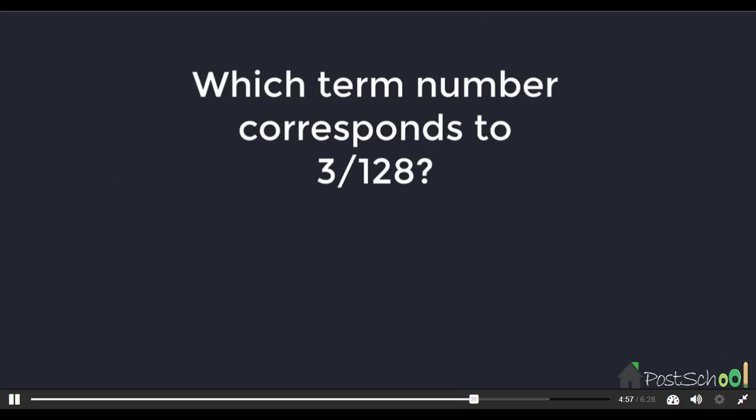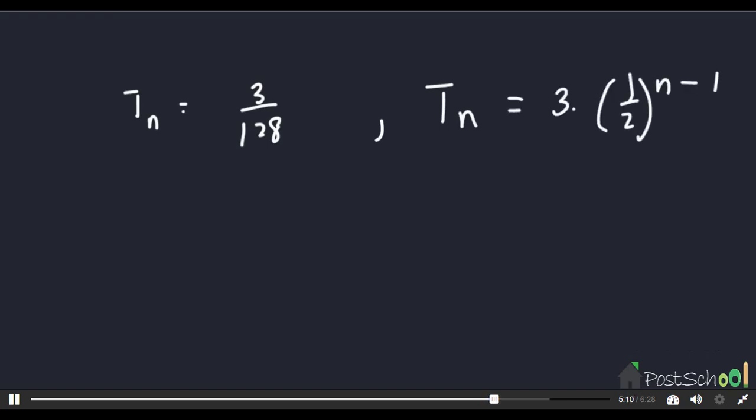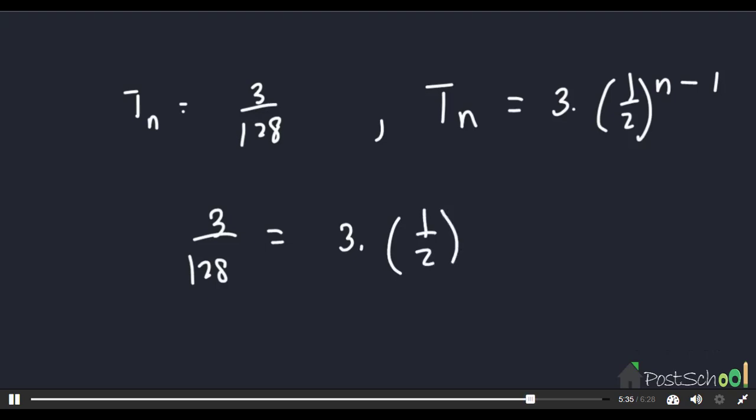Again, we can ask ourselves, which term number corresponds to a value of 3 over 128? So that's going to be our Tn. Tn is going to be 3 over 128. Using our formula, we can find n. When we're asking the term number, we are looking for n, because we are asking which term corresponds to 3 over 128. So let's substitute that. 3 over 128 equals 3 times 1 over 2 to the power n minus 1.